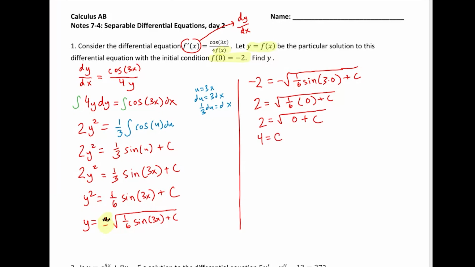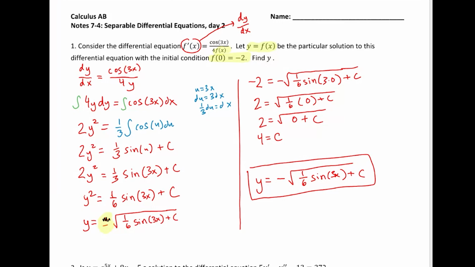And now we can write our final equation here. y equals negative the square root of 1/6 sine of 3x plus c. So we did need to do a little bit of u substitution in there. Anytime you've got a composite function that you need to integrate, most likely you're going to have to do that u substitution.